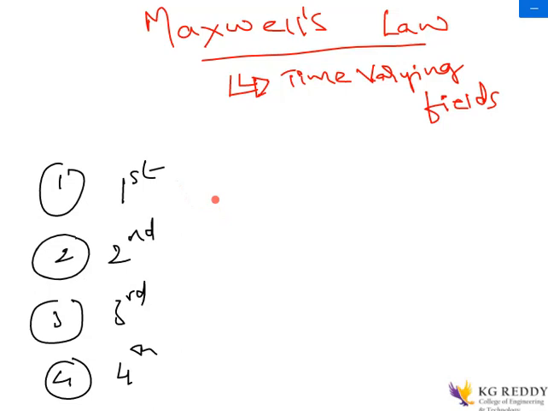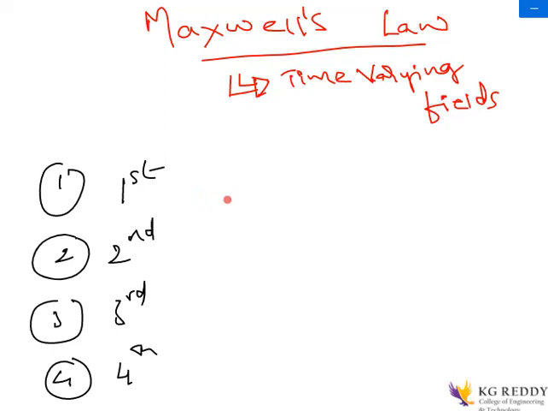In the last lecture you have seen we have derived the Maxwell's equations for the static fields. So this is the continuation of that previous lecture. Today we are going to discuss the Maxwell's law for the time varying fields. We will have four different types of Maxwell's equation, first law, second law, third law and fourth law, as we have discussed in the previous Maxwell's laws for the static fields.